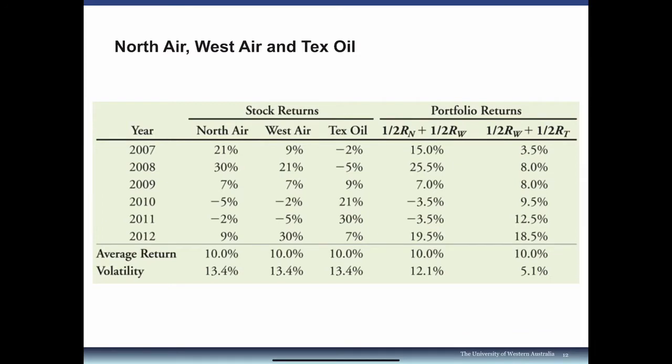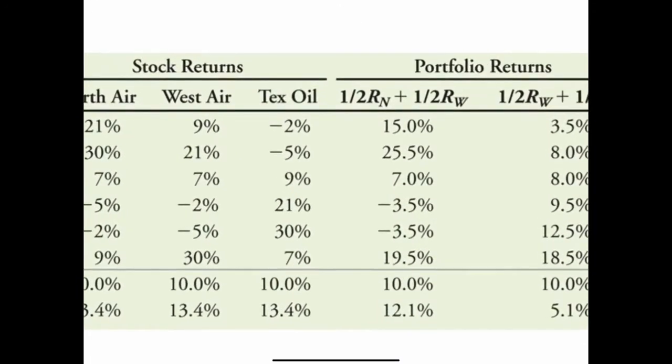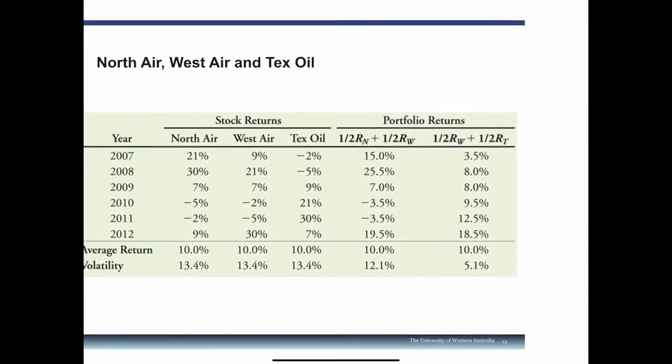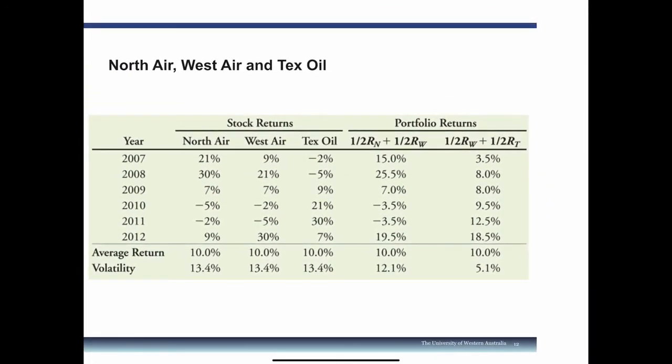So let's just say we form a portfolio of two stocks. Over here, we have two different portfolios. One of them is putting half in North Air, half in West Air. The other one is putting half in West Air and the other half in Tex Oil. So for example, for 15% in 2007, how do we get that number? That 15% is just the average of 21% plus 9%. And for 3.5% in 2007 for the second portfolio, that's just half of 9% plus half of minus 2%, right? We're not going to focus too much on the calculation here, but I presume you understand how to calculate that.